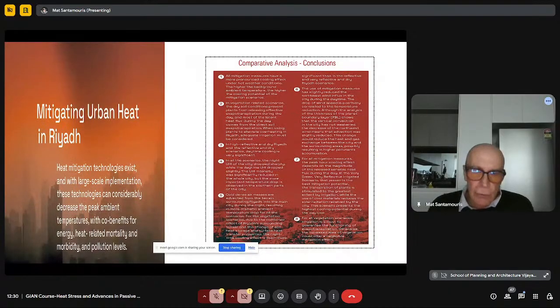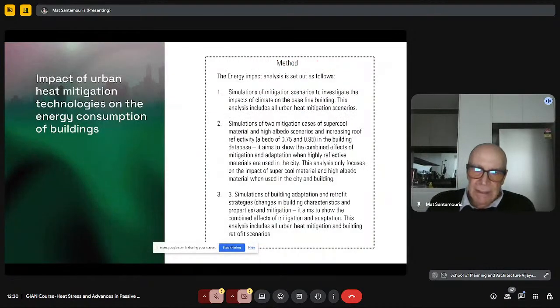When we use cool materials for the pavements and super cool materials for the roofs, we may have a decrease of the temperature of up to 2.53 degrees. Vegetation scenarios are very important, but we need irrigation. Without irrigation, there is really no mitigation potential. On the contrary, we may have some negative impacts. So these are the main conclusions. In these areas, don't use greenery without irrigation.